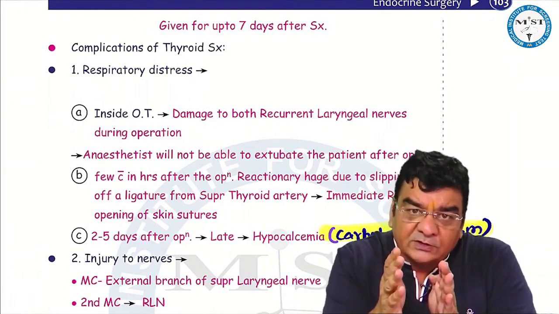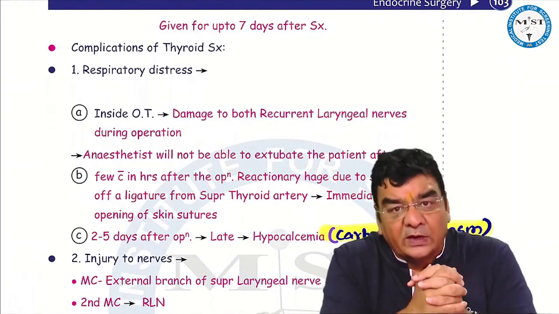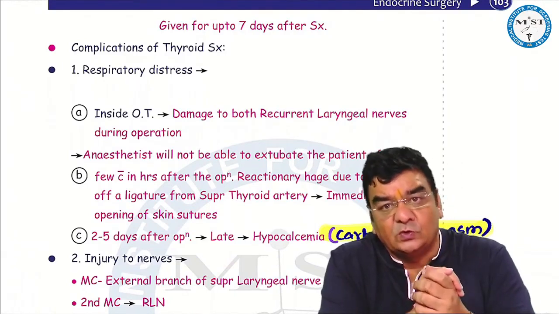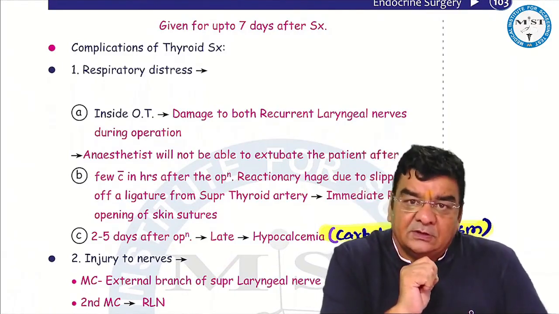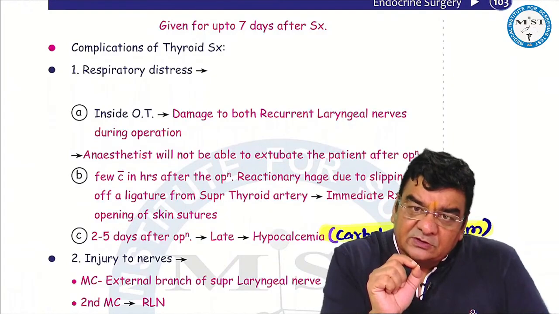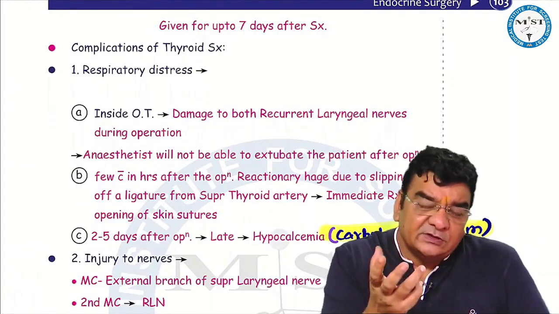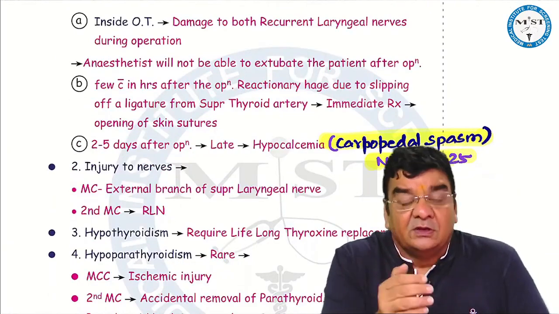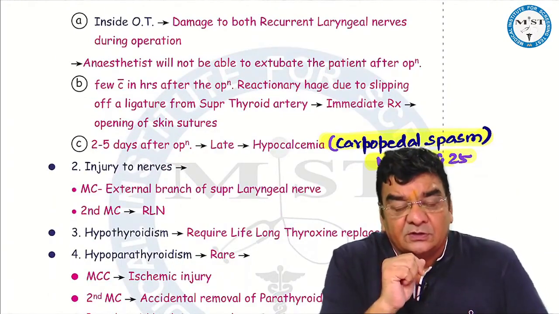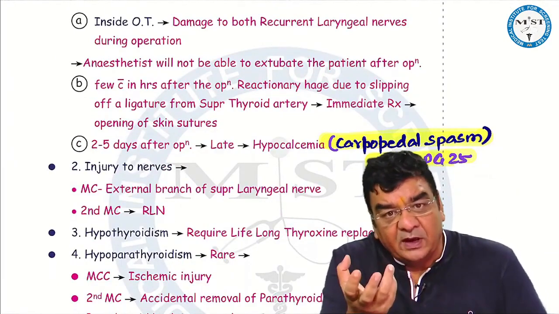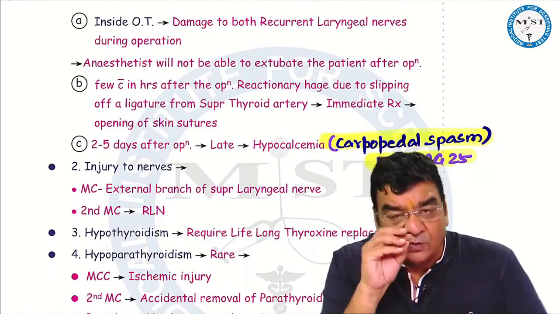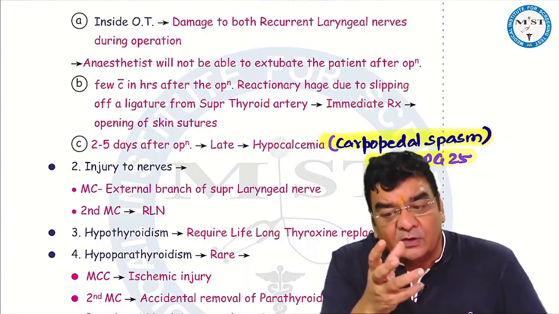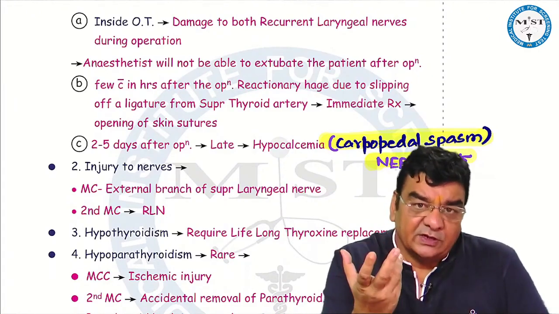After a few days of operation, it is because of hypocalcemia. So that will require calcium supplementation 2 to 5 days after the operation. Apart from respiratory distress during thyroid surgery, there can be nerve injuries; most commonly it is the external branch of the superior laryngeal nerve which can be injured. Recurrent laryngeal nerve can be injured. After total thyroidectomy, there will be hypothyroidism which will require thyroxine replacement for the whole life.